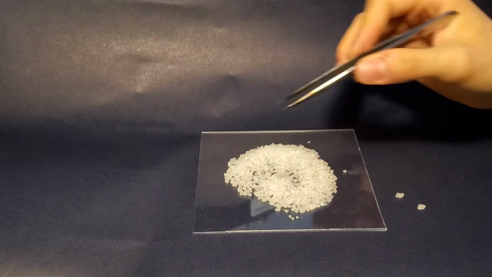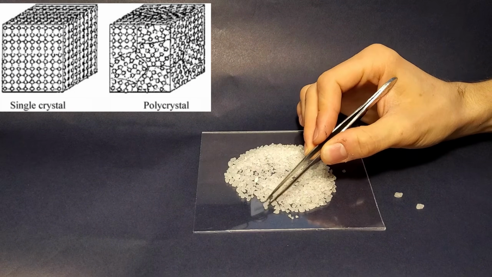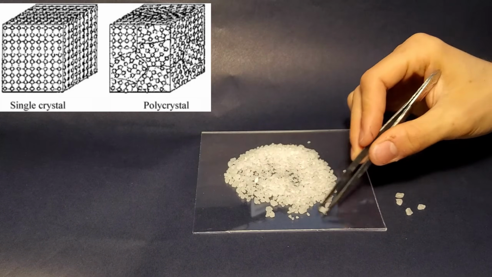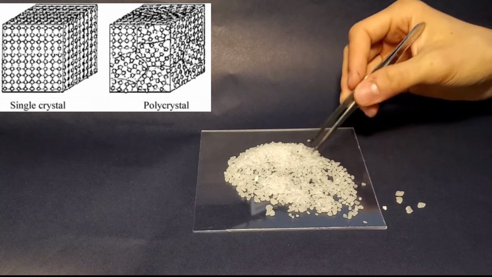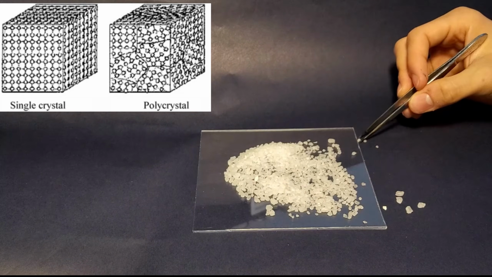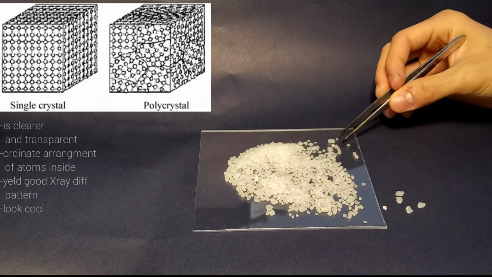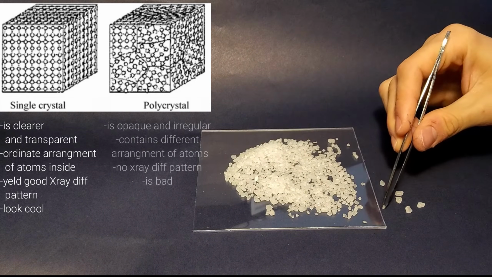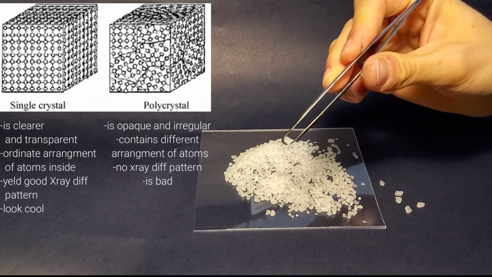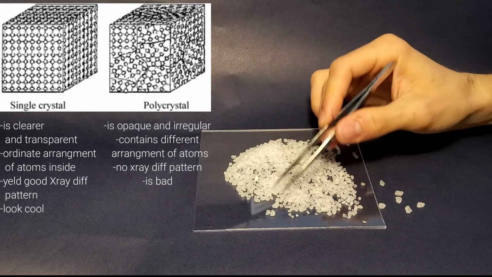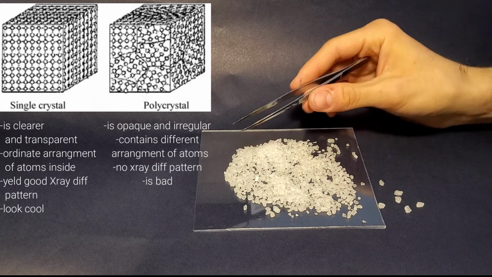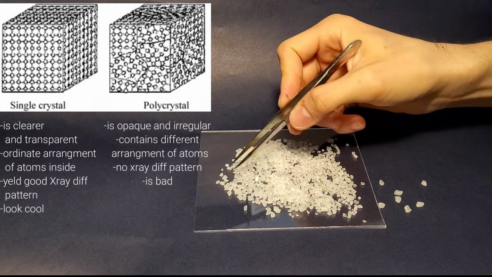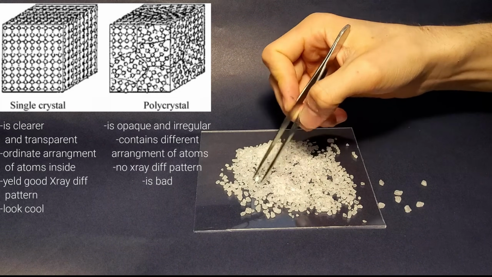And also the most important thing should be that it's clear, because clear crystals are more likely to be made up of a single crystalline structure that will give very strong and coherent X-ray diffraction, compared to polycrystalline crystals that may look like a single crystal, but they are made of a lot of smaller crystal lattices combined together.